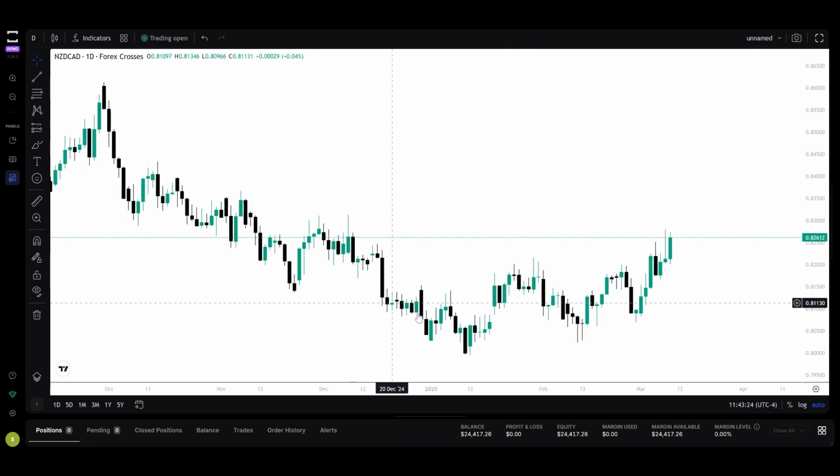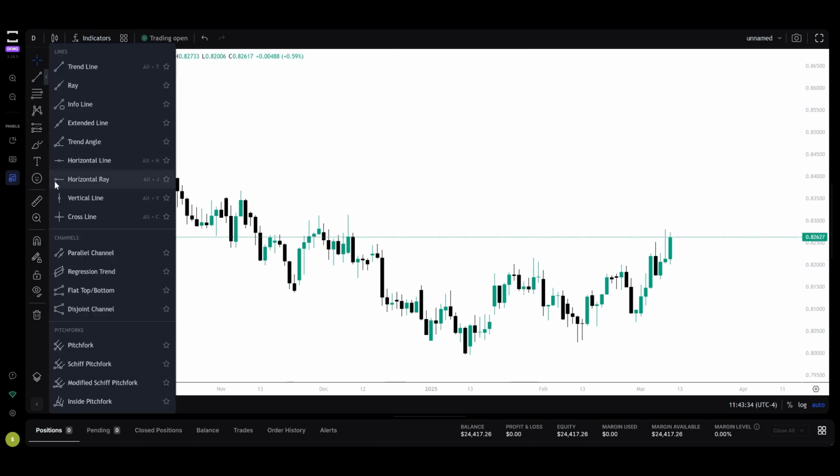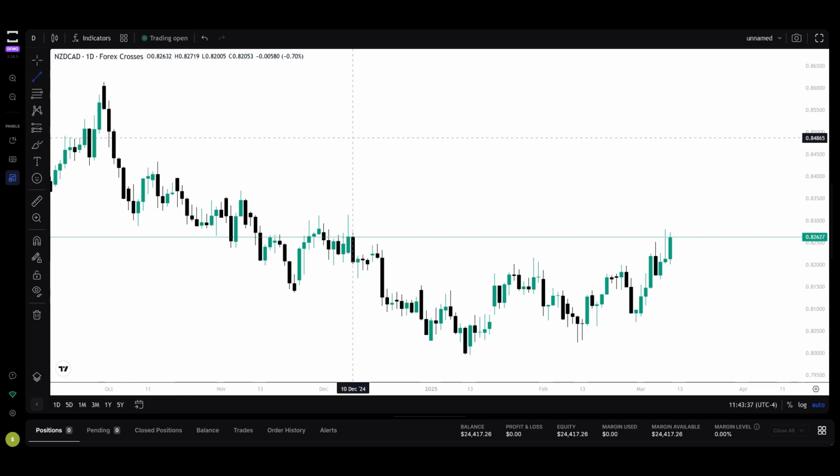So I went in on New Zealand dollar, Canadian dollar earlier this morning, and what I want to do is break down why I went in long on New Zealand dollar, Canadian dollar.